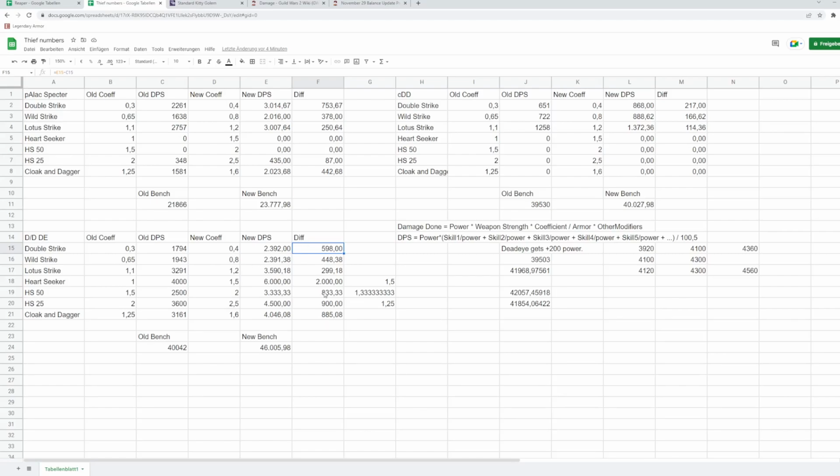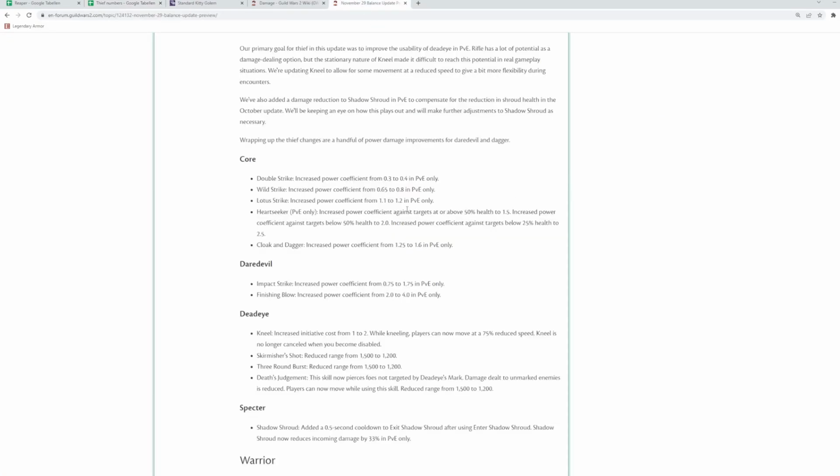Now, for Heartseeker, it's a bit more complicated because Heartseeker has a bunch of different coefficient changes. Its coefficient above 50% health changes from 1 to 1.5, which is a 50% increase. But it changes from 1.5 to 2 below 50% health, which is just a 33% increase. And it changes from 2 to 2.5, which is just a 25% increase below 25% health. So even though the patch note reads in a way that it may seem that the increase is the same for each health bracket, it's actually more impactful above 50% health because not all coefficients are equal.